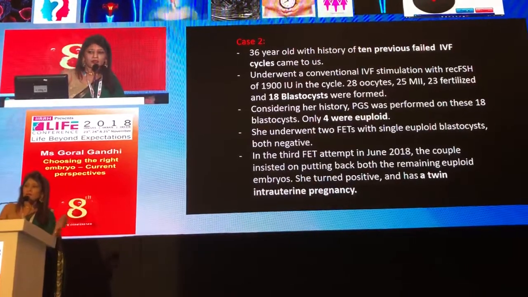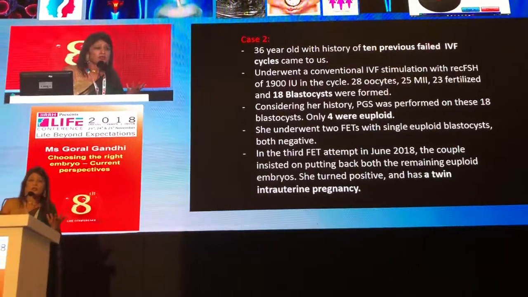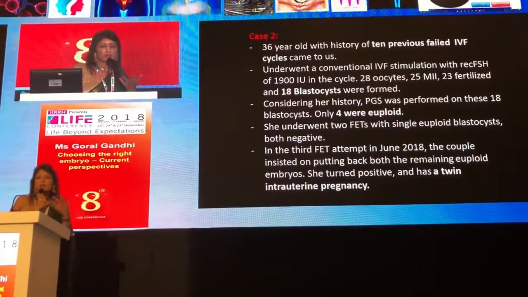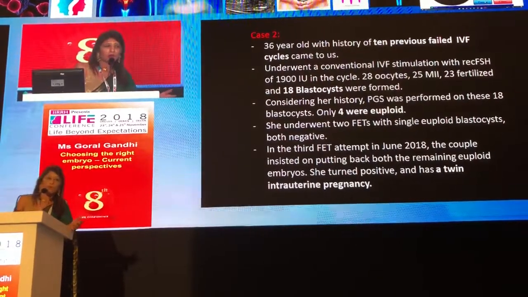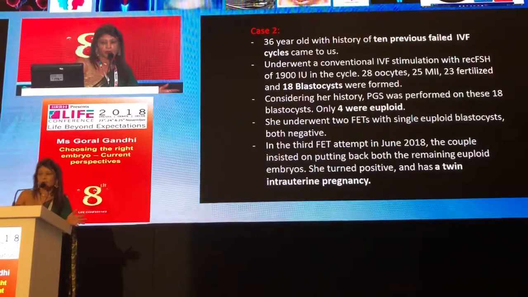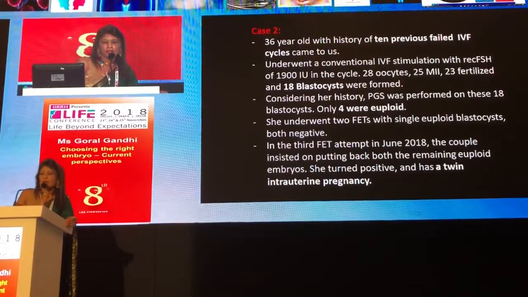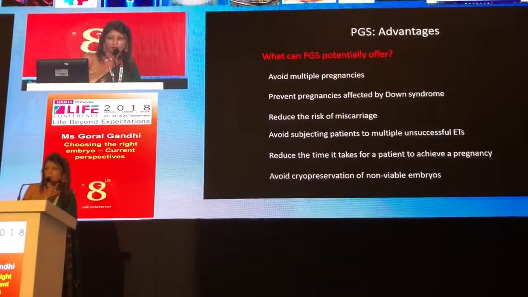So now imagine this patient, if we had not performed PGS, she had 18 blastocysts. What are the chances that in which transfer we would have got the pregnancy with the euploid embryo? She would have probably just lost all hope, and she would have given up the hope of ever becoming a mother of her own genetic child. So this is a classic case where PGS really helped the patient.